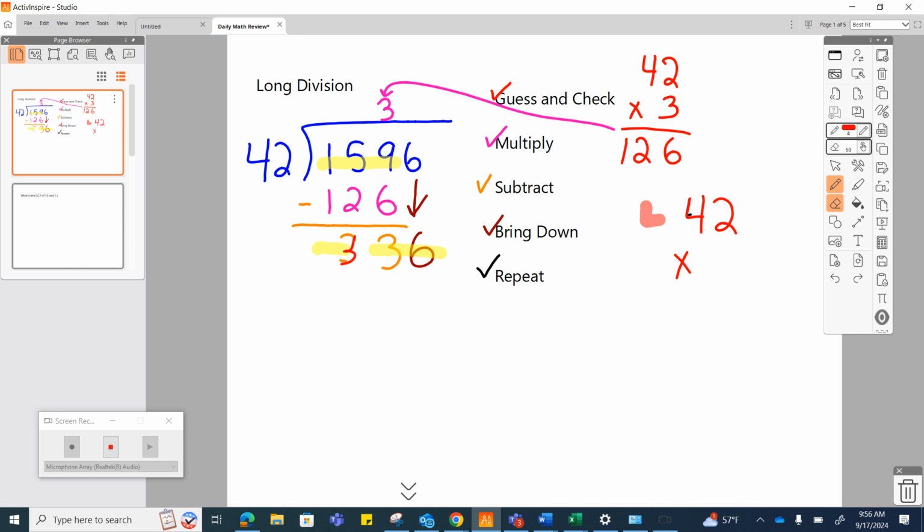Okay, so 2 times 8 is 16. Okay, 8 times 4 is 32, plus 1 is 33. Oh, that's what I needed. So I've done guess and check twice. Now I need to actually put it into the problem. That's the multiplication. So it was 42. What gave me 336? 8. So 8 times 42 is the same as 42 times 8. And that is 336. I've done my multiplication.